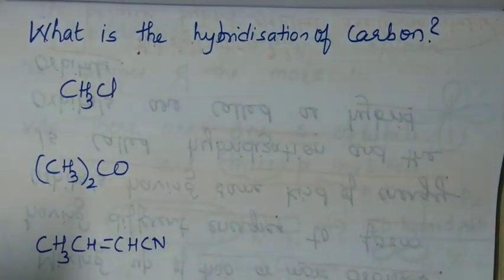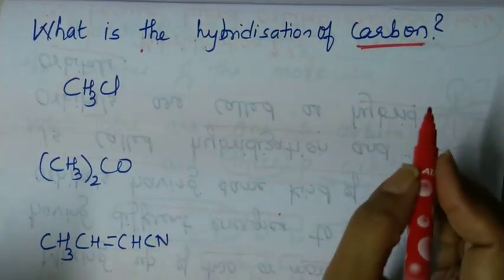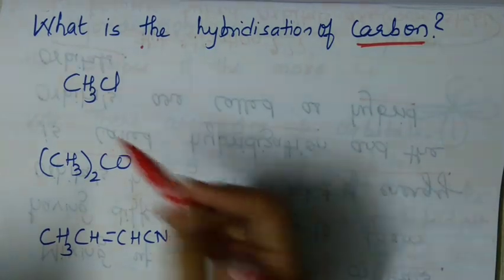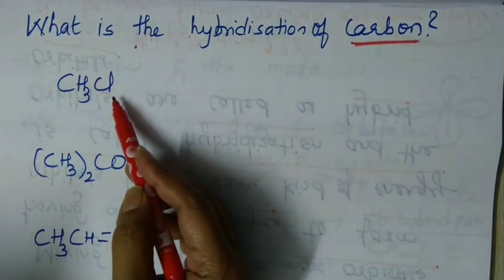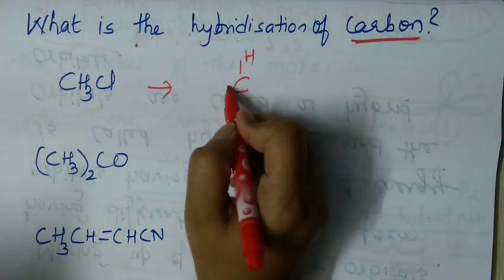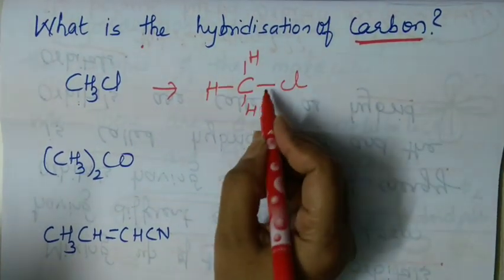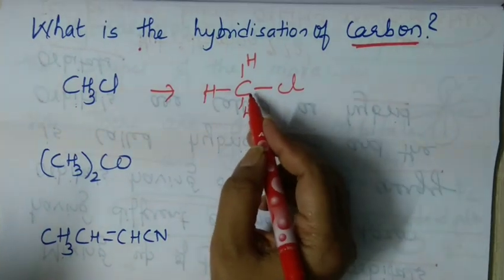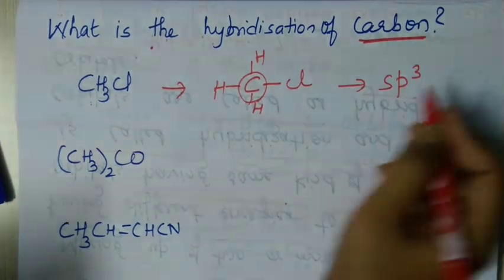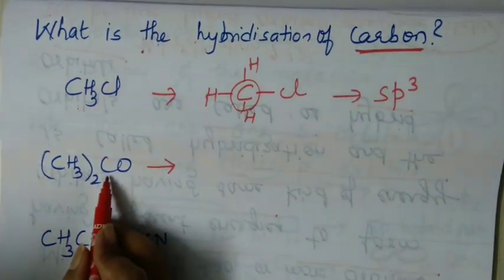To the second question, what is the hybridization of carbon? They have asked only about carbon hybridization, not of chlorine or oxygen or nitrogen. Okay, so I have CH3Cl, methyl chloride. Write its expanded form. So to the carbon atom, hydrogen atoms are attached. How many? 3. And the fourth one is chlorine. So check the bonds. Single bond. Single bond means what is the hybridization of carbon atom? sp3.